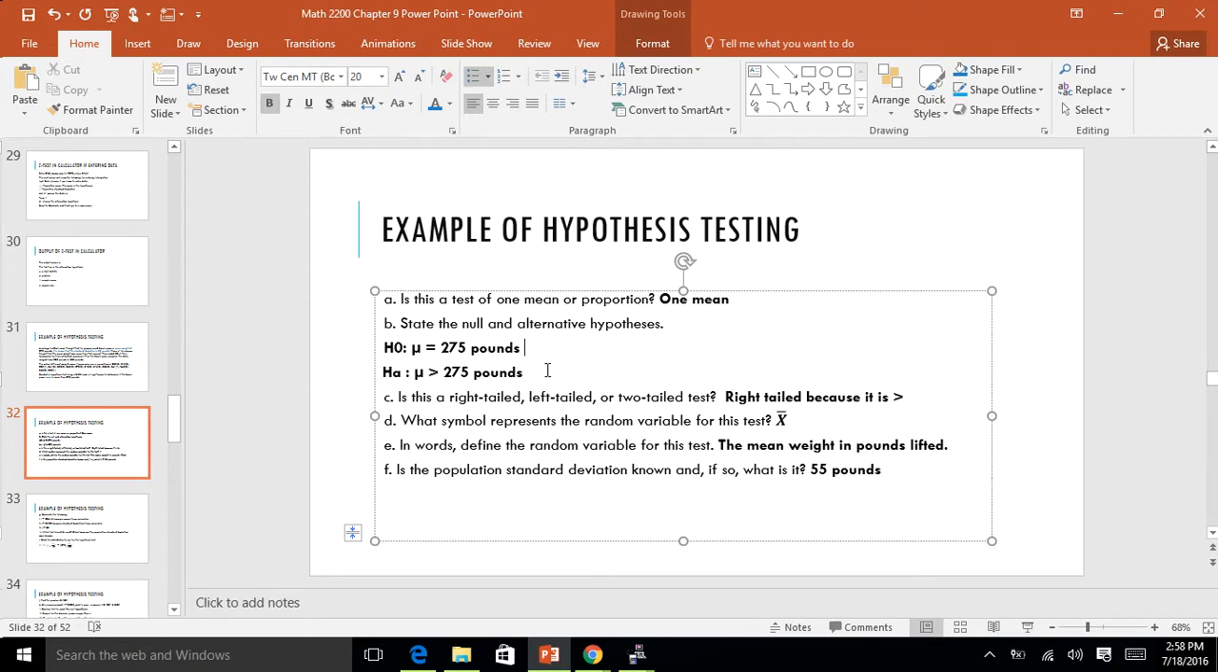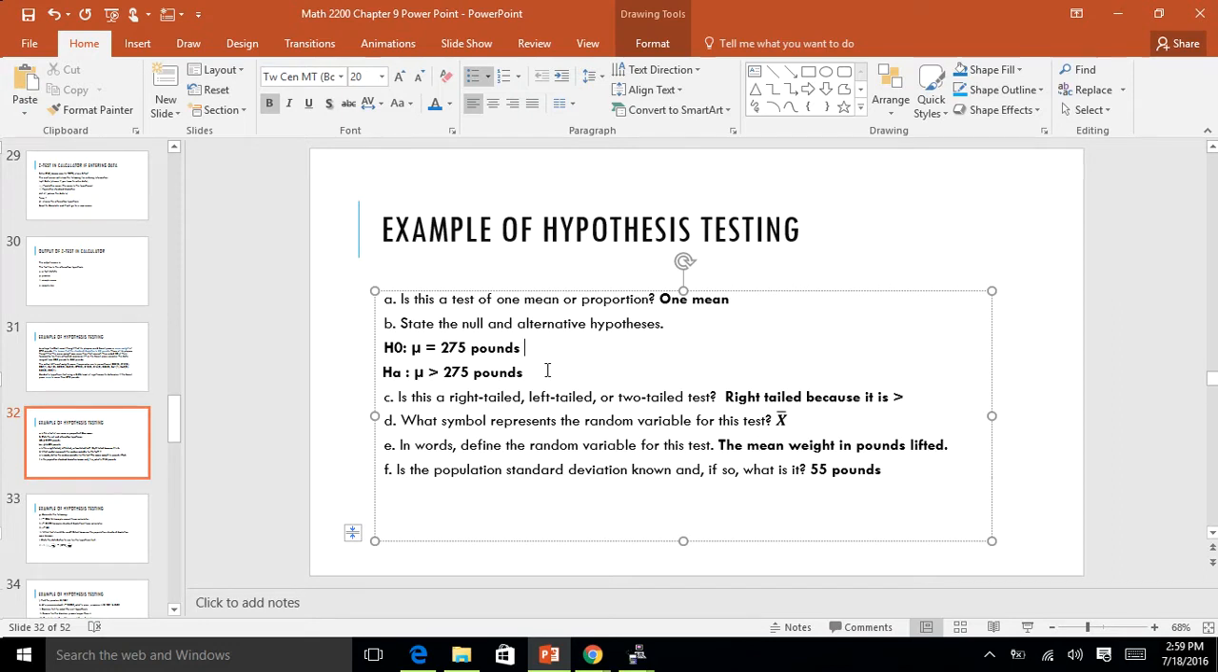Well, again, it said the mean is greater than 275 pounds. So I'm going to put in my alternative hypothesis, the mean is greater than 275 pounds. My null is the mean is equal to 275 pounds. So the reason I did that is it didn't tell me anything about less than. It just said, so I'm just going to put equals.